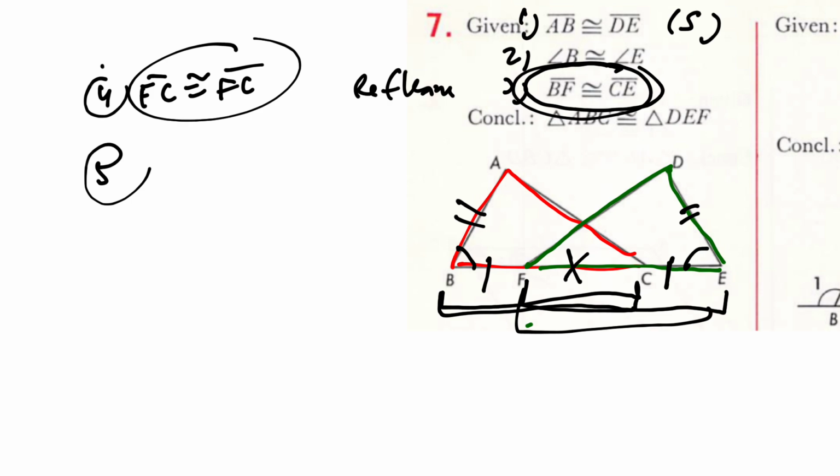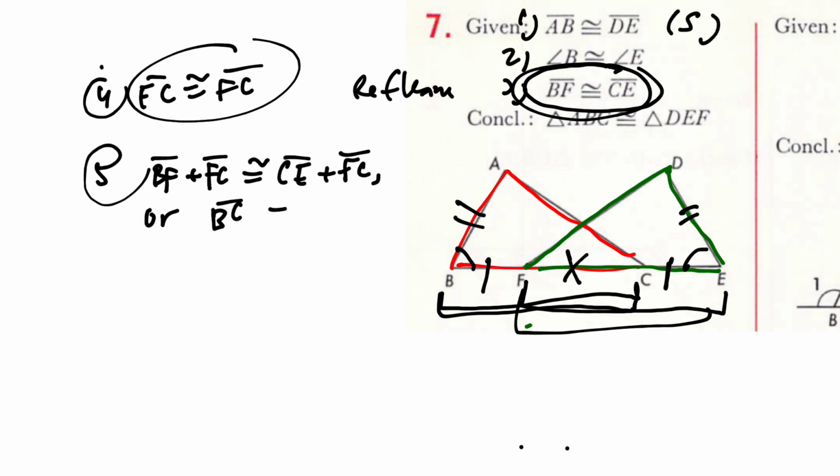And here's how I like you to write it. BF plus FC is congruent to CE plus FC, comma, or BC is congruent to EF.